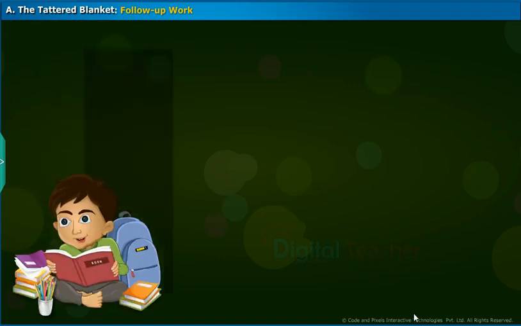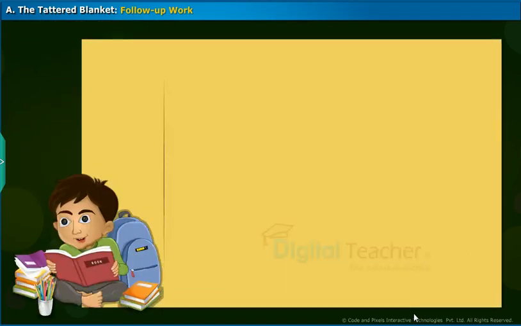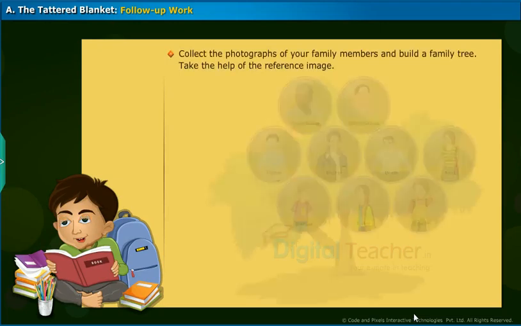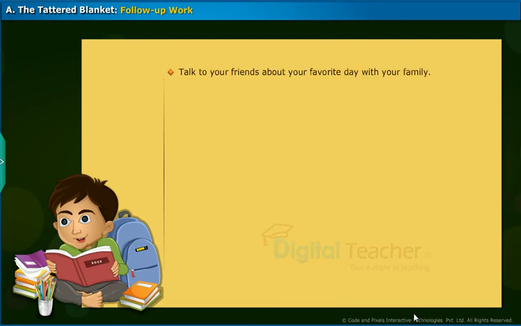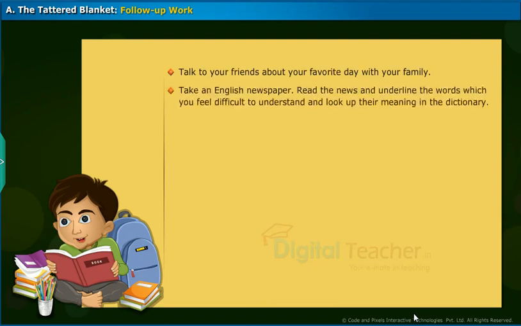Follow up work. Take up the following activities. Collect the photographs of your family members and build a family tree. Take the help of the reference image. Talk to your friends about your favorite day with your family. Take an English newspaper. Read the news and underline the words which you feel difficult to understand and look up their meaning in the dictionary. Read a story or news and identify all the noun phrases.